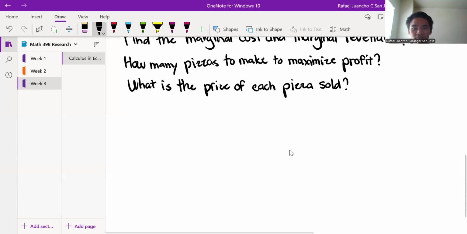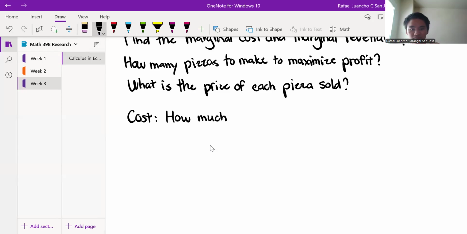Okay, let's work on the first one. So here we want to find the marginal cost and the marginal revenue. So what's the marginal cost? We all know what a cost is. A cost is how much an item is. In our context, it's how much the pizza is. How much is a single slice of pizza? How much is a slice of pizza?